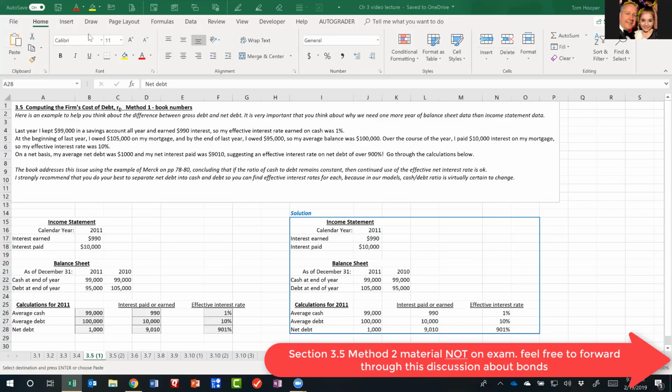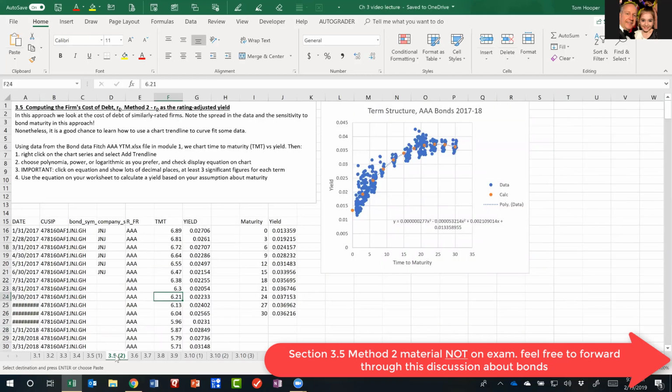Okay, so let's move on to 3.5, the second one. And this is probably the one that might have been a little bit odd to people, both conceptually and then how to do this mechanically. So if you've got access to Excel and the spreadsheet, we'll redo this work here.